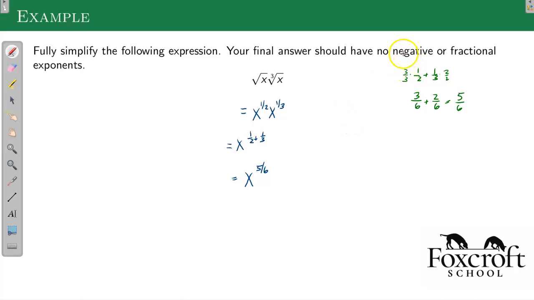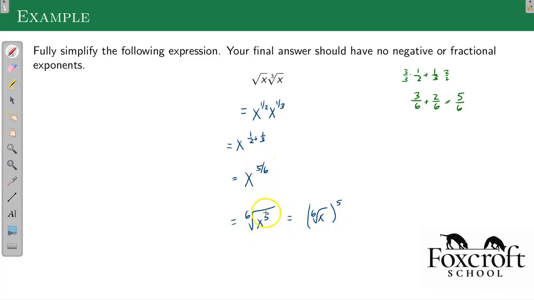And we're going to write it with no negative or fractional exponents. So this is technically fully simplified. We combine them, but we're going to rewrite it without these exponents. So two different ways you could do it. You could do the 6th root of x to the 5th, or you could do the 6th root of x to the 5th with the power inside. I prefer this first one because it's less parentheses. So I would normally write it like this.